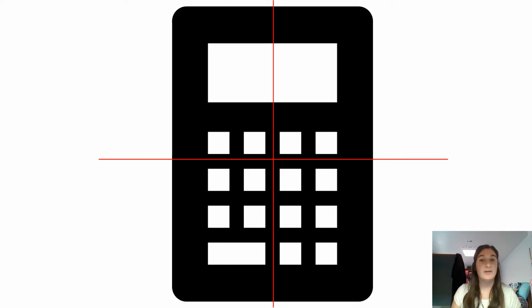So this is a calculator. It's very similar to a rectangle shape, and I'm sure you guys have used calculators for math equations. Makes math a lot easier. The two lines of symmetry I found in this object were an up and down one and a side to side one, because if you folded this shape any of those ways, the shapes would line up perfectly and be exactly the same.